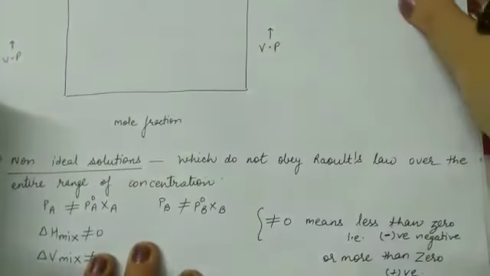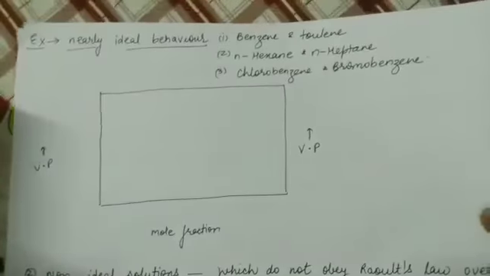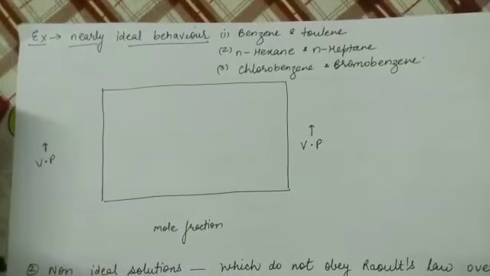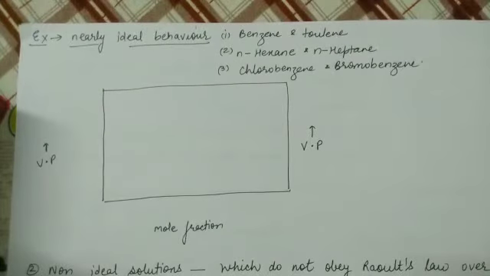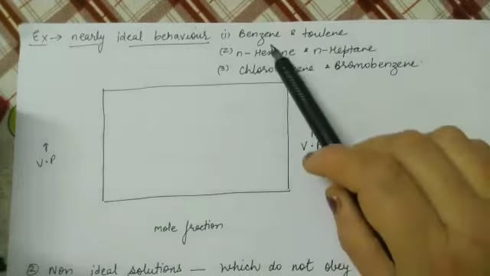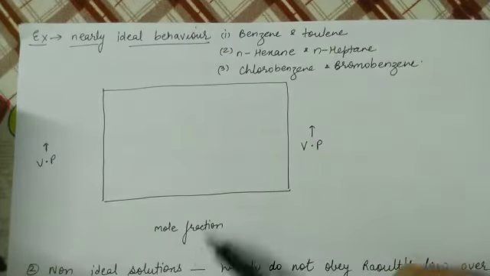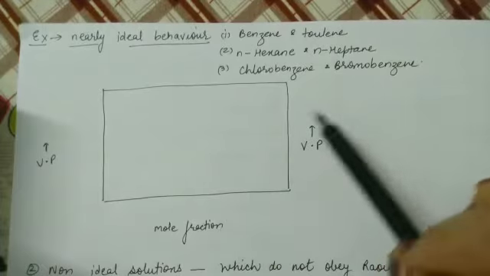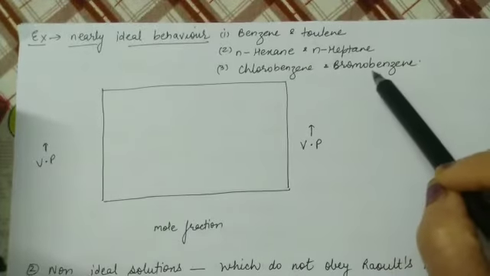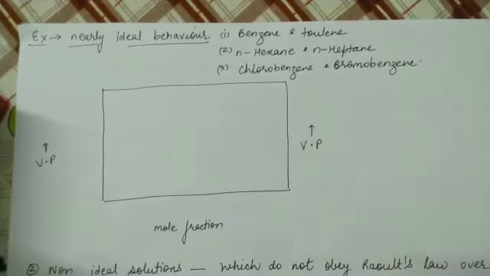Now, it is not possible to make 100% ideal solution, because for making 100% ideal solution, we have to select any two components which have similar molecular size, which is practically not possible. But there are some examples which show nearly ideal behavior. And what are these examples? Benzene and toluene, the difference is only of CH3. N-hexane and N-heptane, the difference is only of CH2 unit. Chlorobenzene and bromobenzene. So if you mix these components, they will form nearly ideal solution.